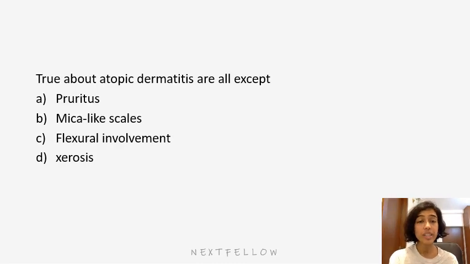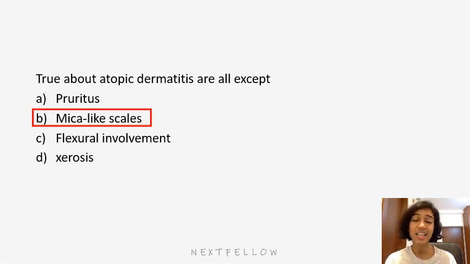True about atopic dermatitis are all except pruritus, mica-like scales, flexural involvement, and xerosis. So, of all these features, mica-like scales is classical of psoriasis, right? Micaceous, silvery white scales. The rest are all true in atopic dermatitis.